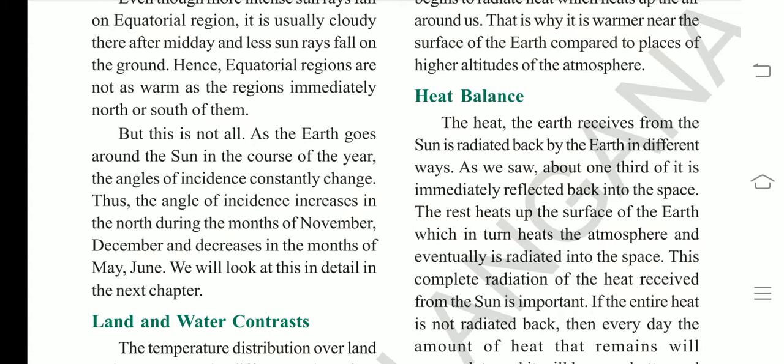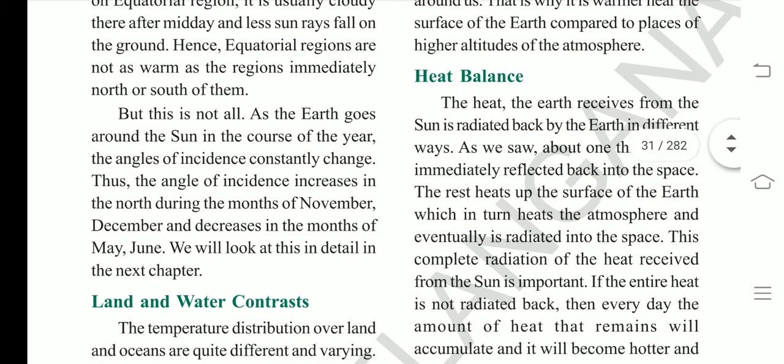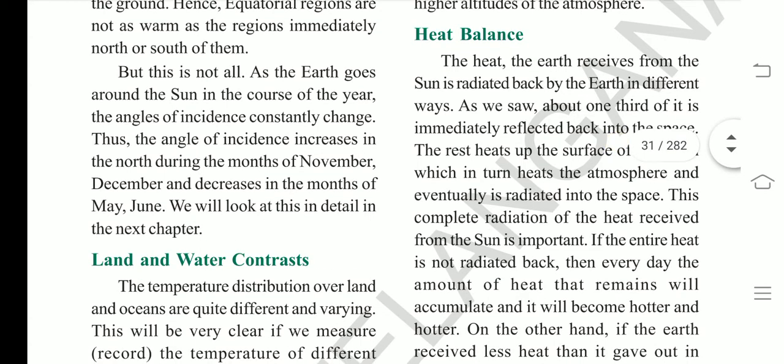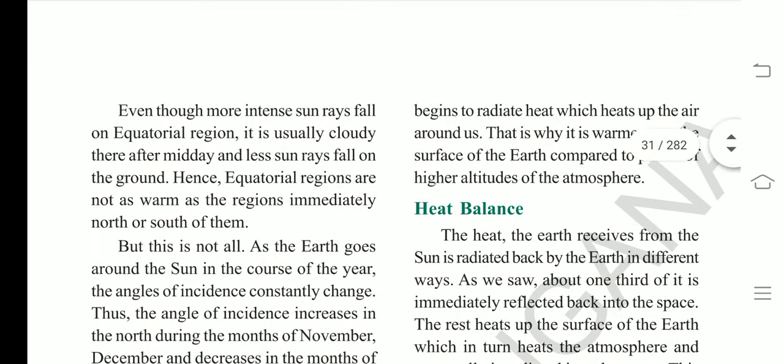When the Earth goes around the sun, in the course of time the sun rays falling on the Earth's surface will change. Thus the angle of incidence increases in the north during the months of November. The angle of incidence in the northern hemisphere increases in November. In November, sun rays fall vertically on the Tropic of Capricorn.